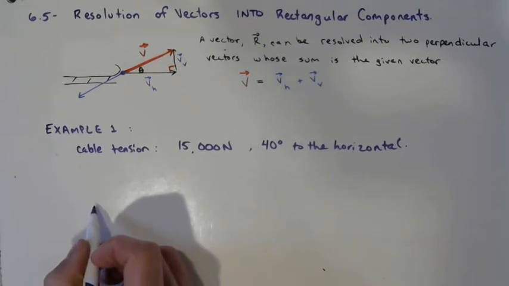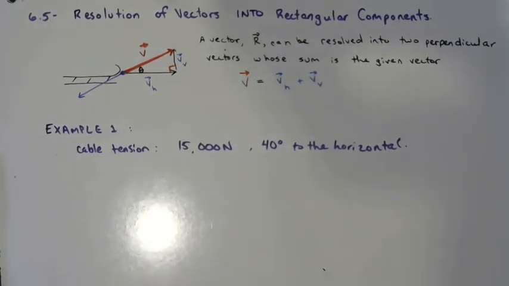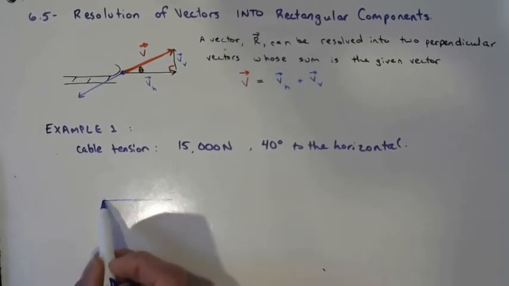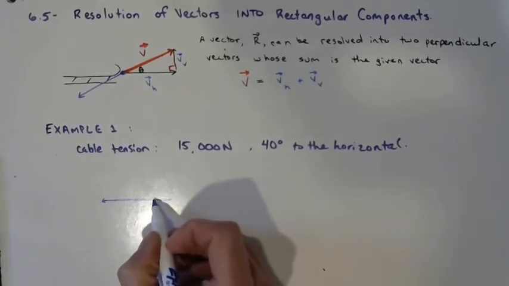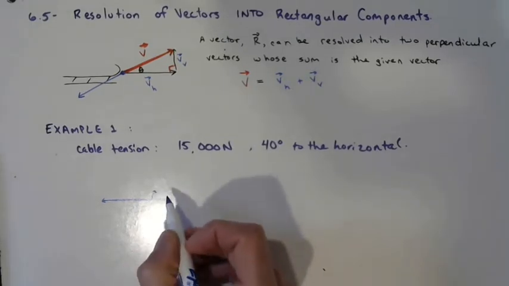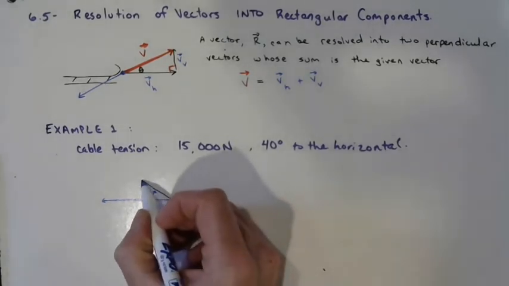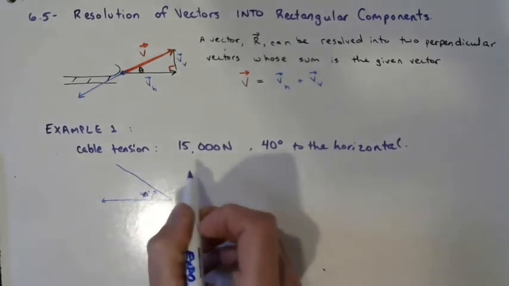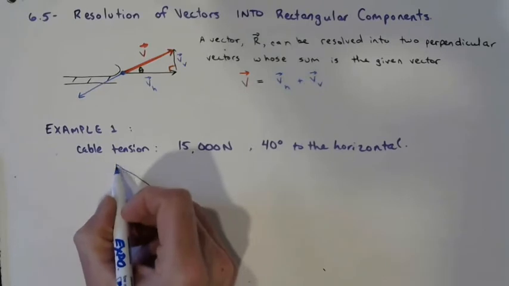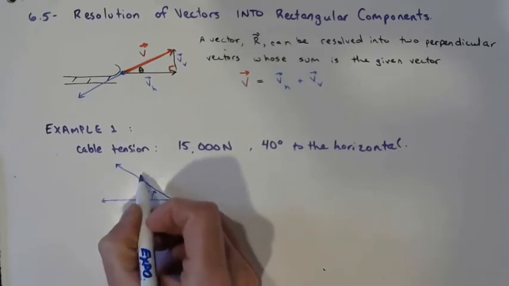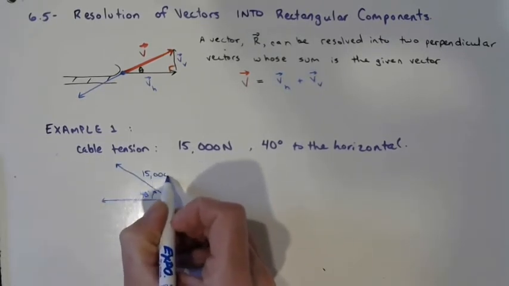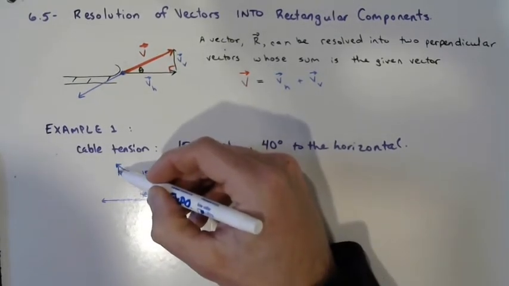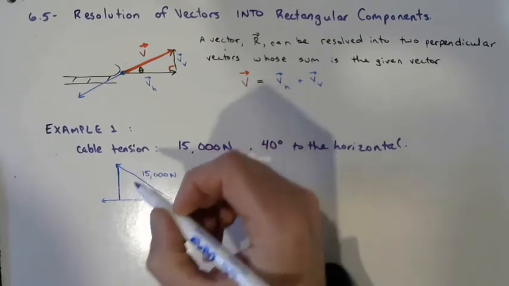So I'm going to draw my horizontal. Let's go ahead and do it in blue here. Here's our horizontal, okay? And at an angle of 40 degrees, we have a vector at 40 degrees of 15,000 newtons. Okay, so we have our horizontal drawn already, and there's our vertical.